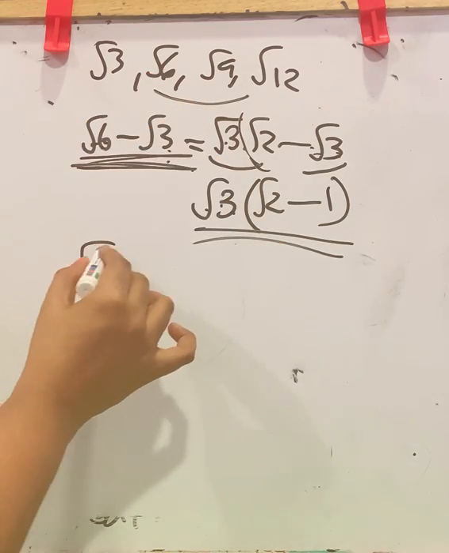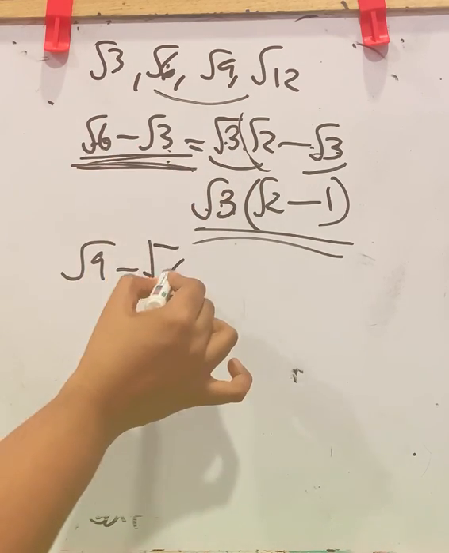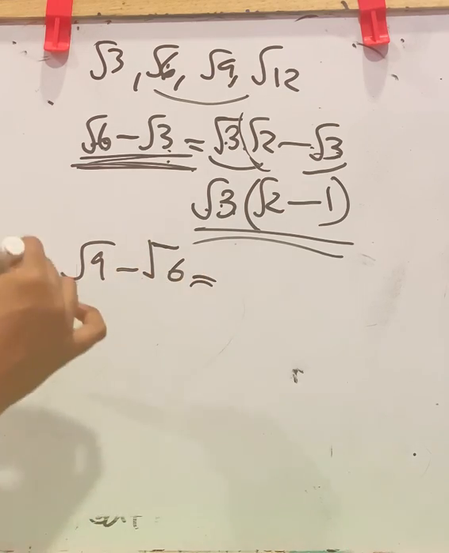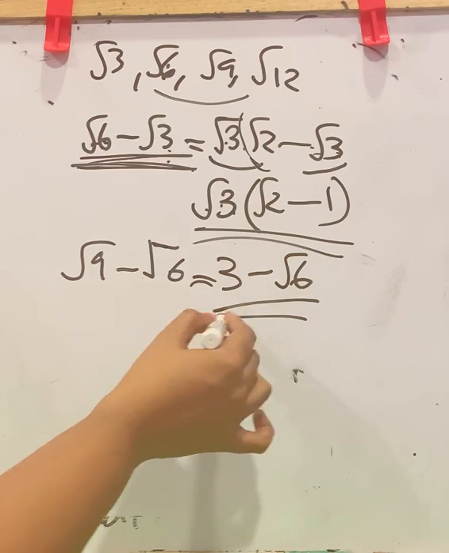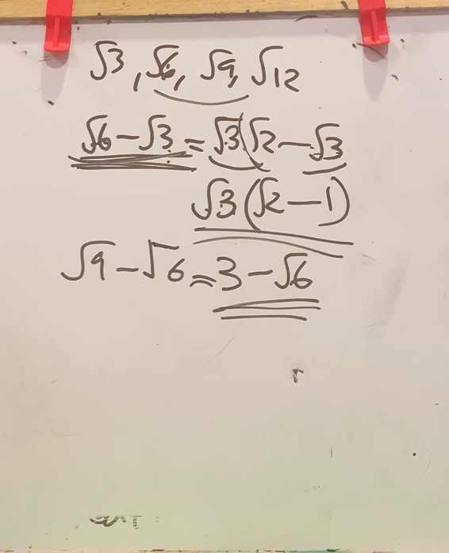Now consider this, root 9 minus root 6. That is third term minus second term. Root 9, we know the square root of 9 is 3. 3 minus root 6. Root 6 minus root 3 and 3 minus root 6 are not equal. So this is not an AP.